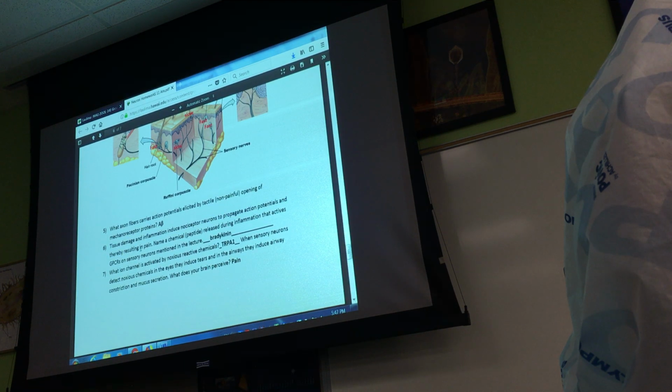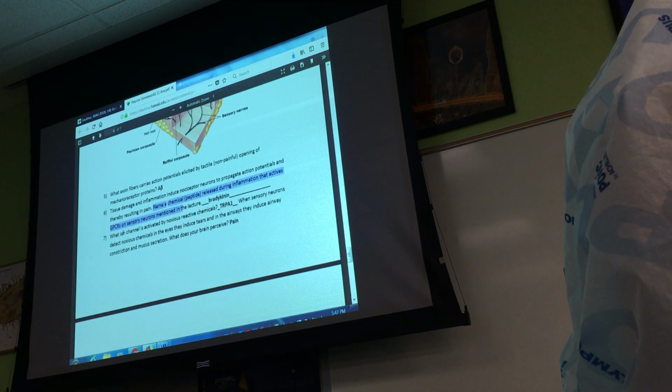Okay, so tissue damage and inflammation induce nociception, what we already just talked about. What chemical is released by that tissue damage and inflammation? Bradykinin, which causes pain. What ion channel is activated by noxious reactive chemicals? TRPA1, the one you discovered. I didn't discover it. I discovered that tear gas activates it, and in the airways, the airway responses, especially to reactive chemicals. But it was discovered by a friend of mine.